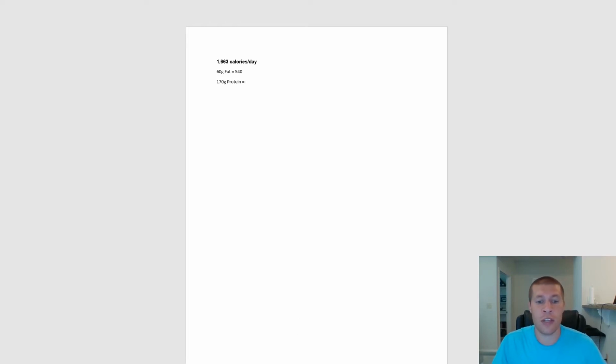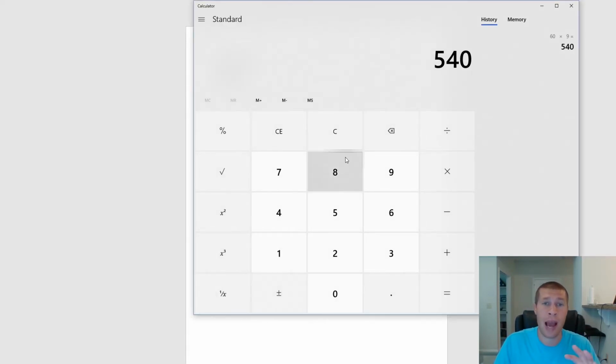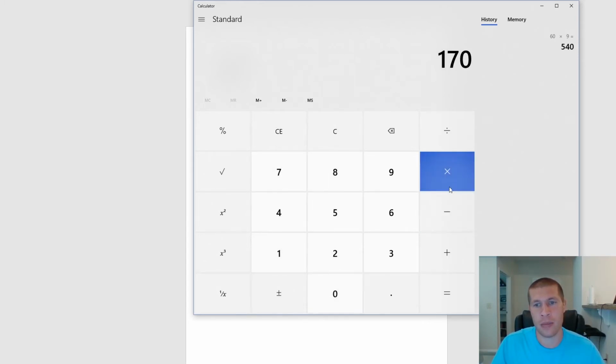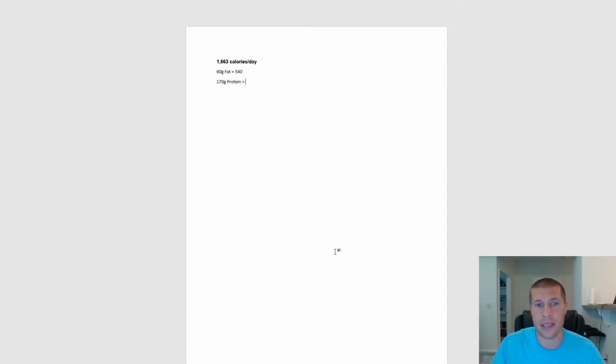And remember, there are 4 calories per gram of protein. I can't talk today. So 170 times 4, and that means 680 calories are going to come from protein, or 170 grams.